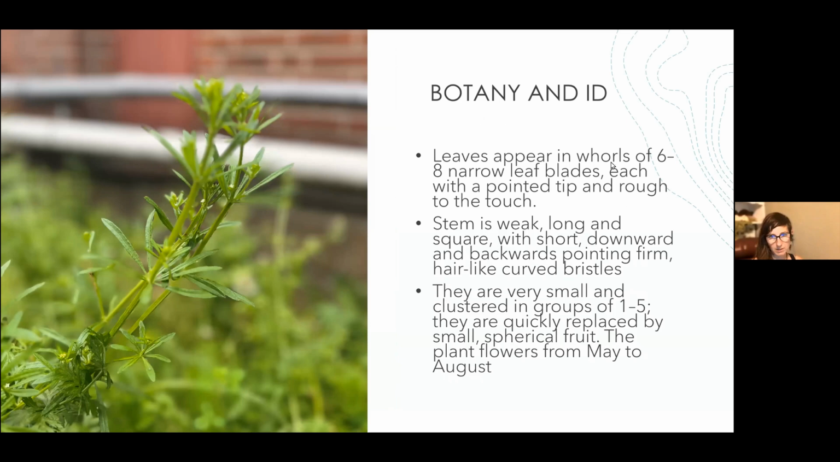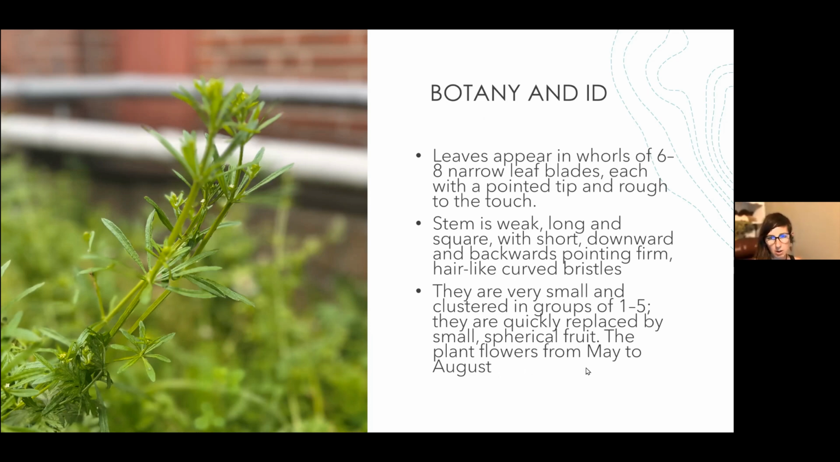So the leaves are whorls. There are 6 to 8 narrow leaf blades. The stem is what they call weak because they don't stand up very well. So they like to flop over and stick to each other or to other plants or whatever it is that you're walking by. And the stem is square. Like I said, it's sticky. And then they have these hair-like curved bristles. And the flowers are teeny tiny, and we will look at them in a minute.